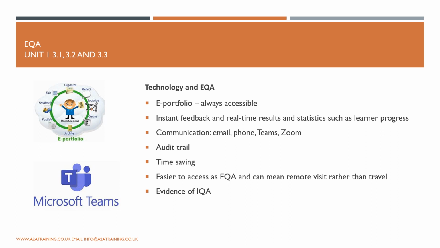So the e-portfolio has transformed EQA assessing and IQAing. It means there's instant feedback and real-time results, and the statistics on a lot of e-portfolio systems such as Learner Progress, and you can pull reports to show how many learners are behind progress, how many are ahead of progress, and what particular areas lots of learners haven't completed yet.